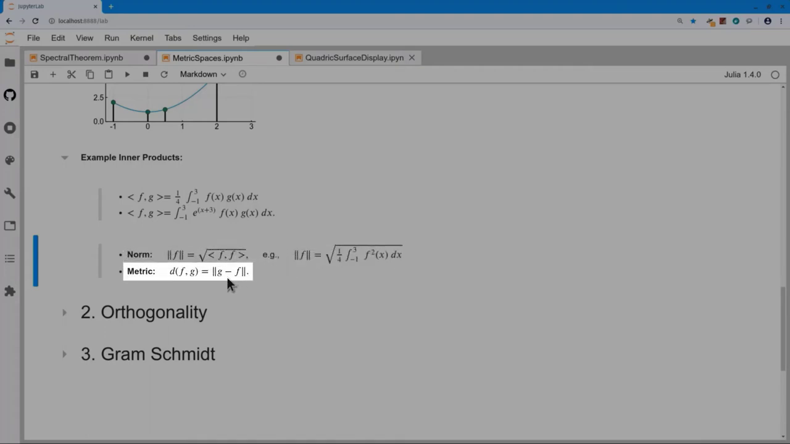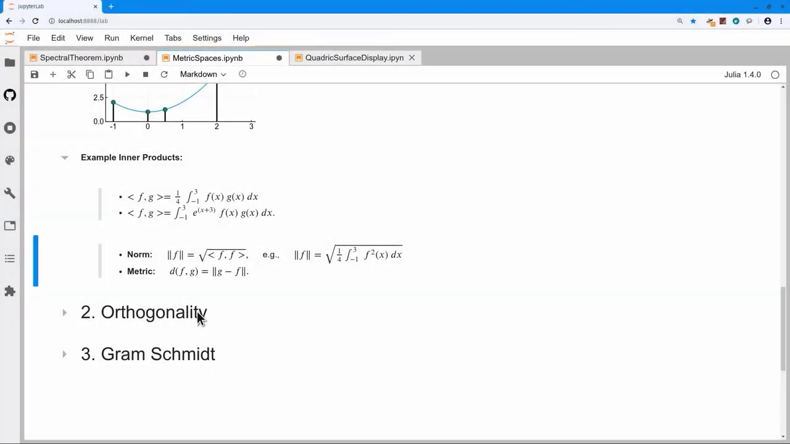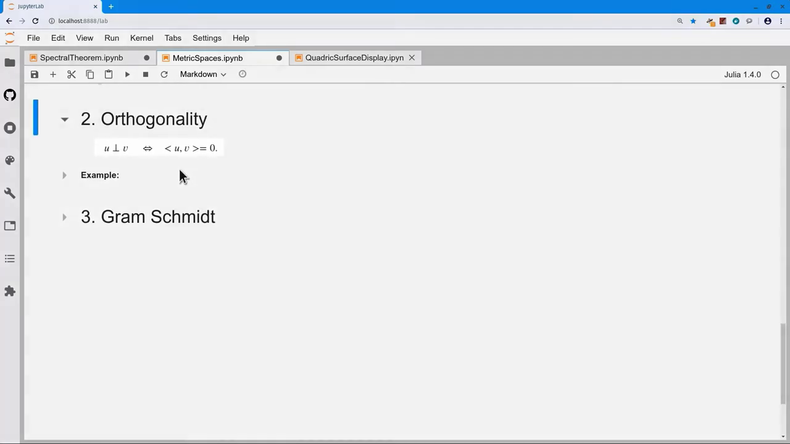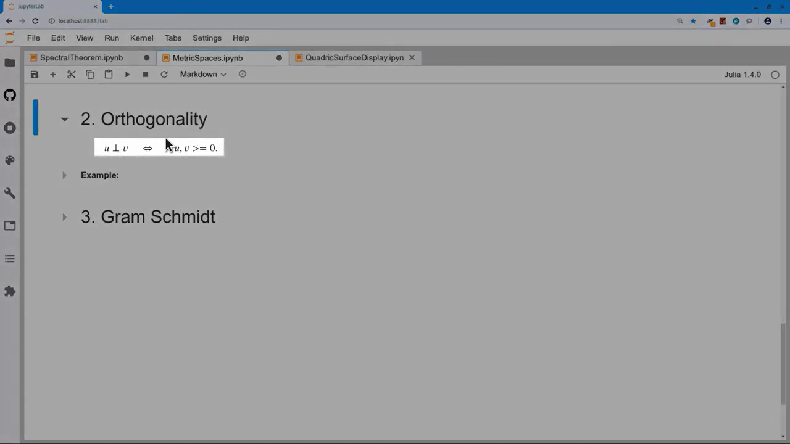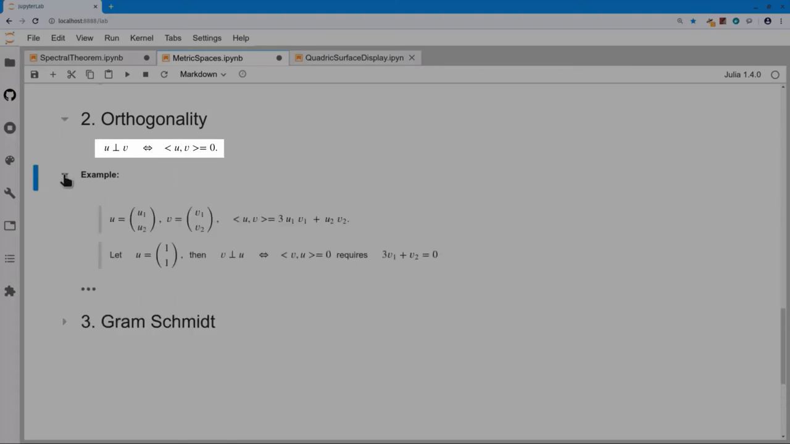The metric that we define from that is just the same as before, but it's now defined in terms of this length. Now that we have an idea of the length of functions, of a norm of functions, we can define orthogonality as before. So vectors u are orthogonal to vectors v if and only if the inner product is 0. And as an example, let's stick with R2 vectors, but give weights to different directions. So u1, u2, v1, v2, and the inner product is defined as 3 u1 v1 plus u2 v2.